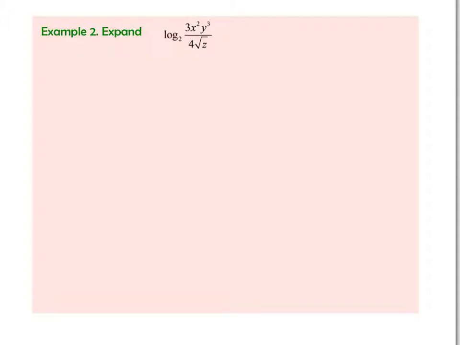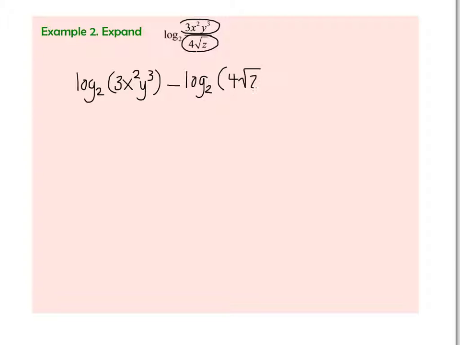So let's do the same thing here. Let's expand this log. We're just using those three laws. The first thing that I'm going to notice is that this is a quotient, right? We have a numerator and a denominator. Our second law told us that that can be written as log base 2 of 3x squared y cubed minus log base 2 of 4 square root z.